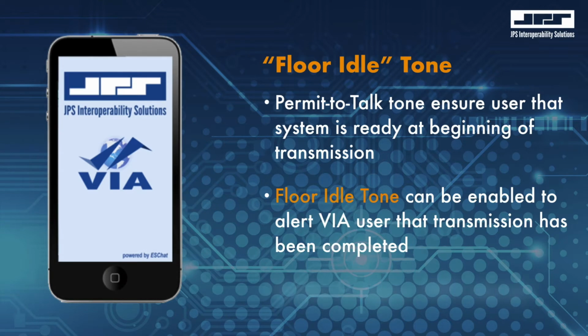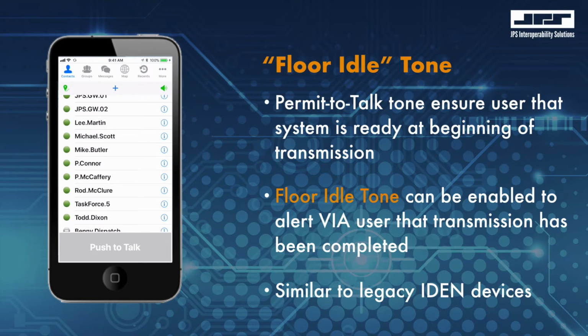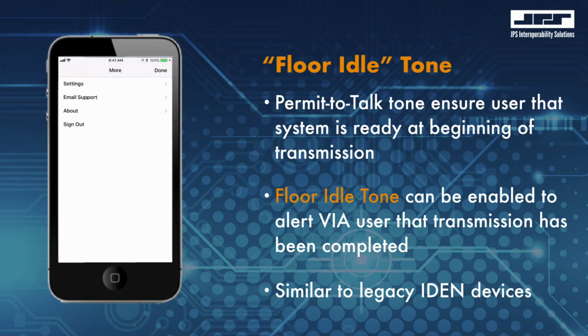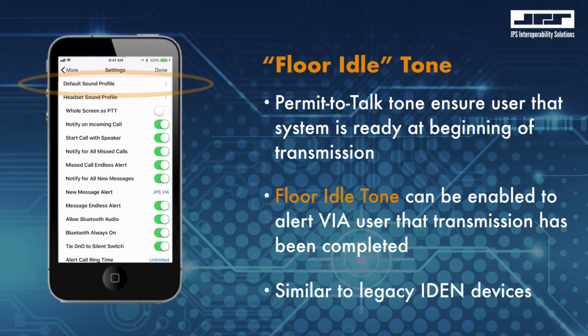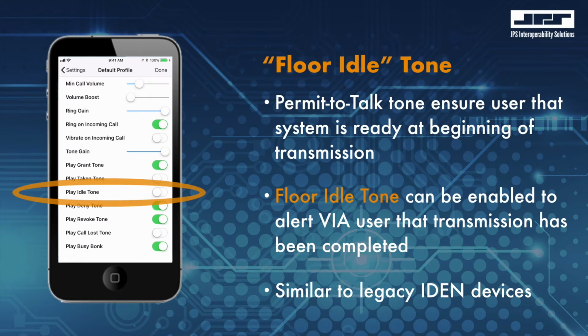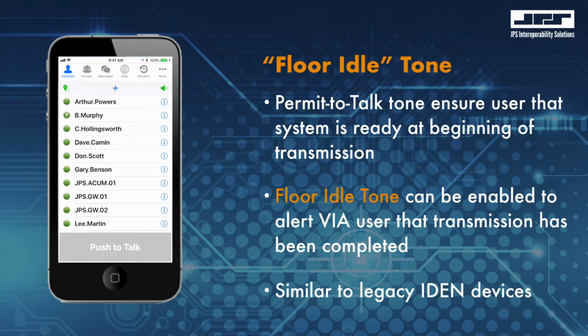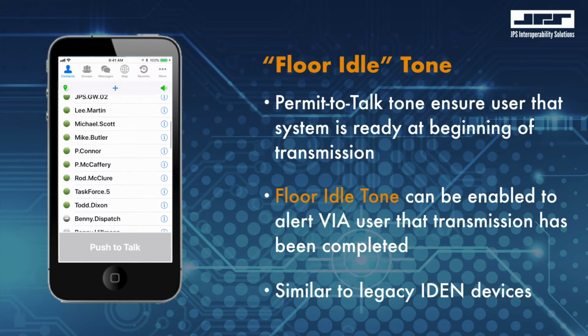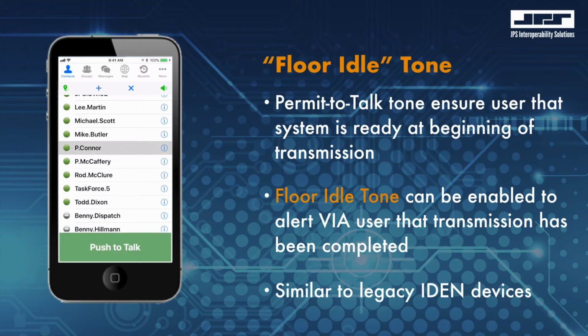The beginning and end of transmission tones are reminiscent of some legacy iDEN devices, and some VIA users may feel more comfortable with the presence of the floor idle tone at the end of their transmission. To enable the end of transmission idle tone on the iPhone, tap More at the top of the VIA app, tap Settings, tap Default Sound Profile, and then enable Play Idle Tone. Alternatively, the end of transmission idle tone can be hard set from the VIA admin web portal. This can be accomplished by your VIA administrator.